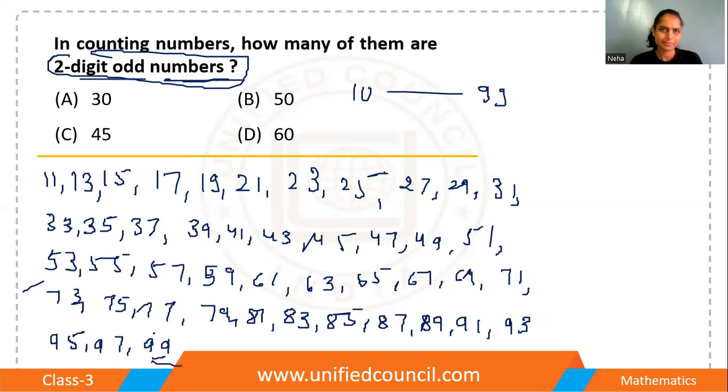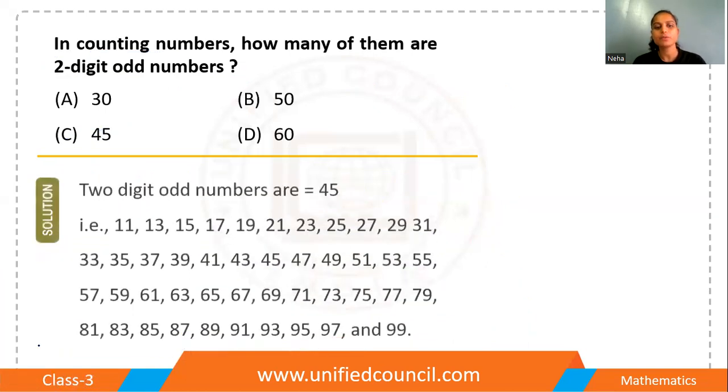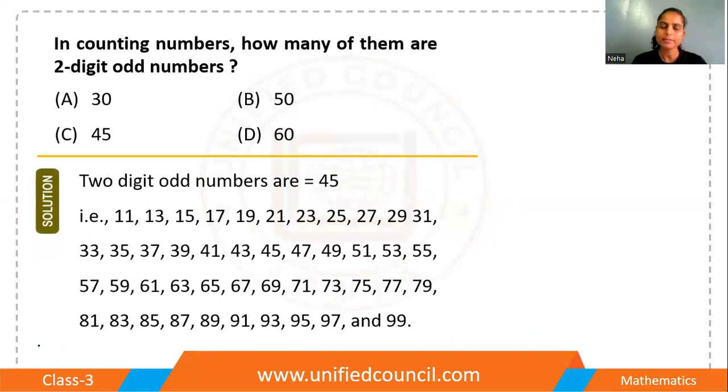That's it. Correct? So these all are the odd numbers. So what I have to do, I have to count it. Just count it 1, 2, 3, 4, 5 according to that, and you can see 45 numbers are there. Right? The correct answer is 45. Okay, let me write all the two-digit odd numbers for you.